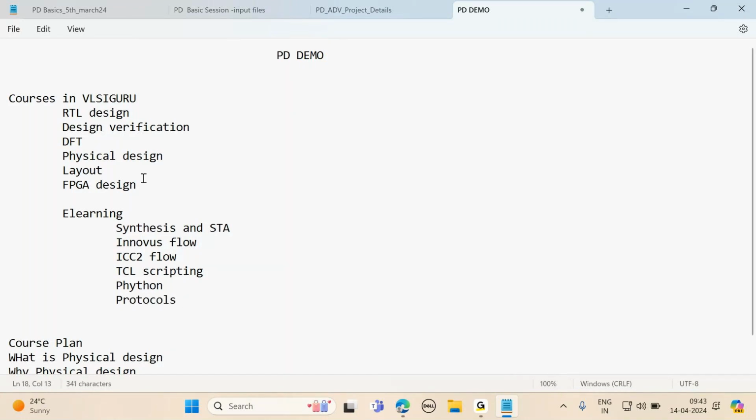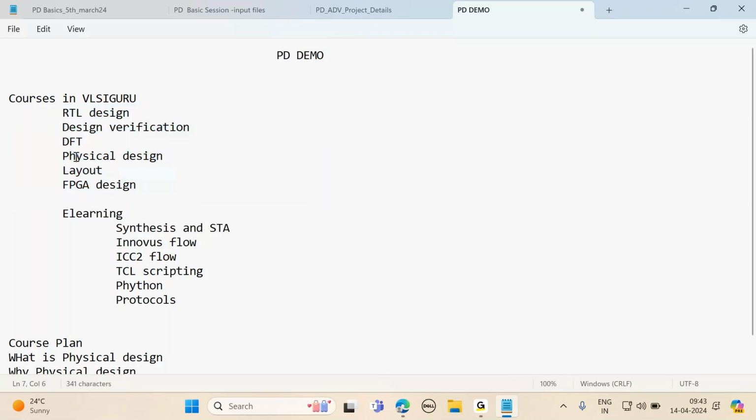In the front end, whatever you have, you also have protocols. If you want to learn the DDR protocol, all this information is present in the e-learning courses, right? But all the above courses are live sessions.